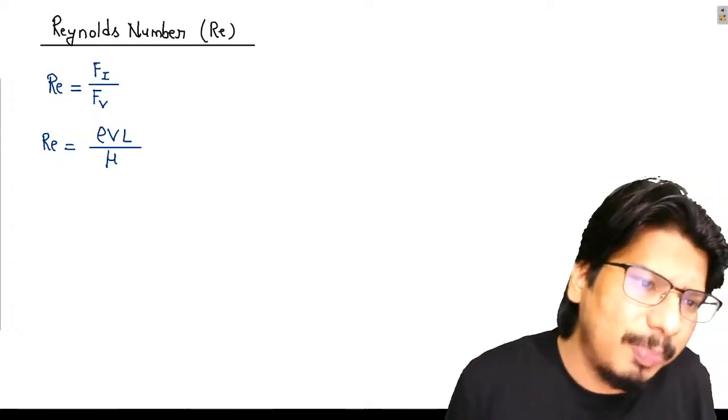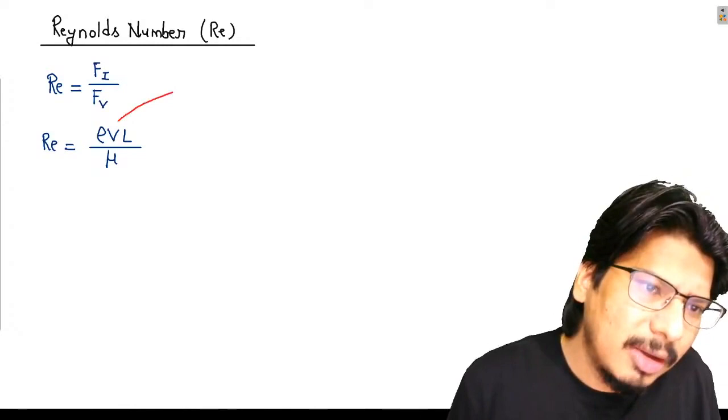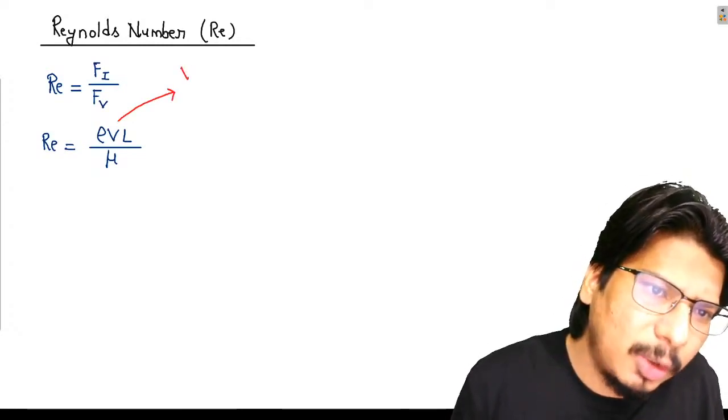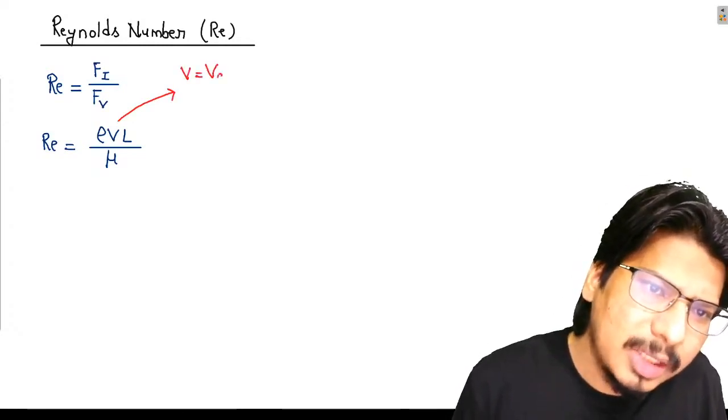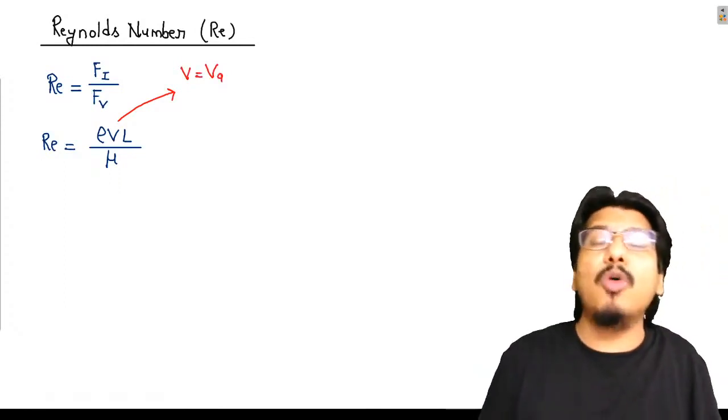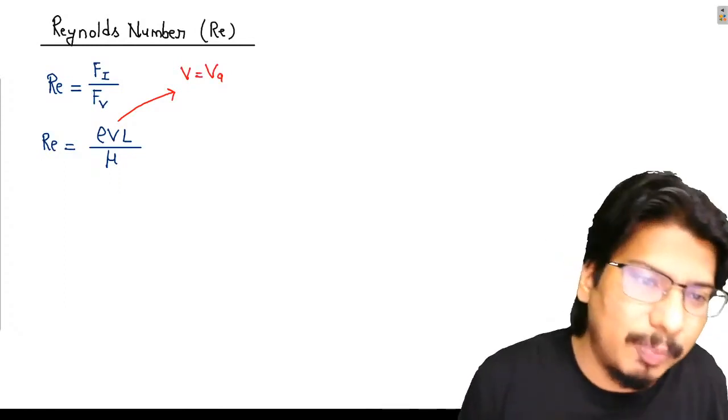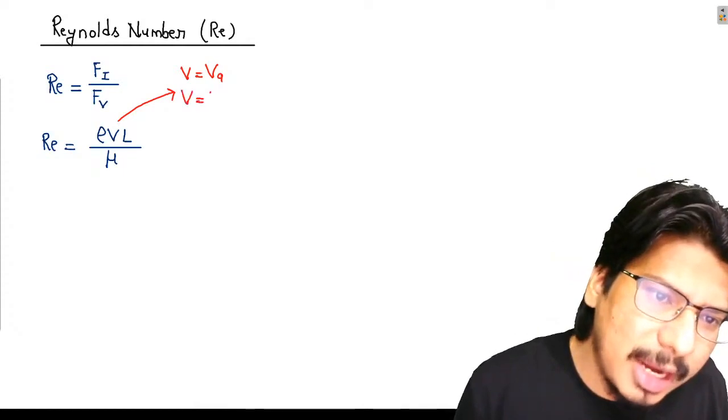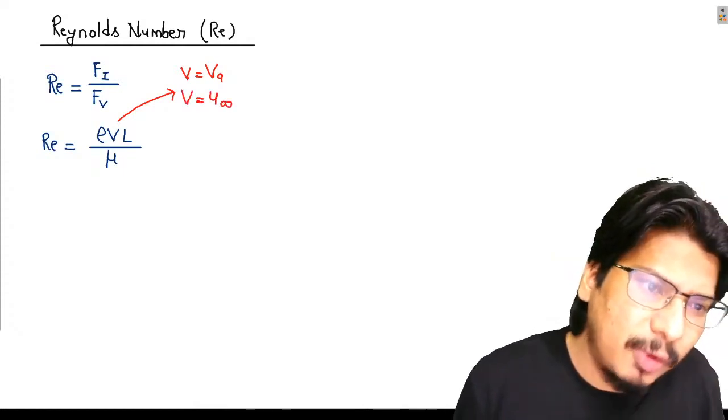And of course, I know this V is equal to average velocity for closed conduit flow, for the internal flow. And this V is equal to U infinity for flow over plate.